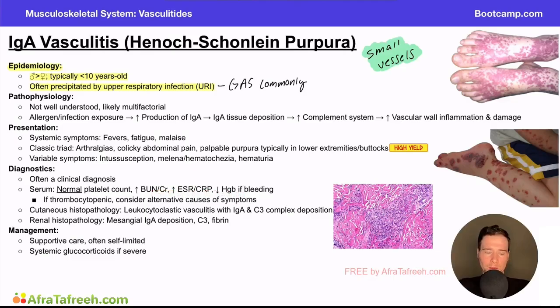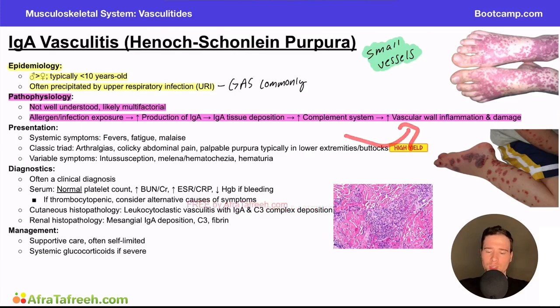Now, when we think about the pathophysiology here, overall it's not very well understood, but it's likely multifactorial. It's suspected that an allergen or an infection exposure can lead to an increased production of IgA, or immunoglobulin A, in the body. This increased IgA can then deposit in the tissues, which can stimulate and activate the complement system. This can ultimately lead to vascular wall inflammation and damage. So remember, IgA and the complement system are important parts of our immune system. However, overactivation or overstimulation can actually destroy local tissues, and that's kind of what we see in this IgA vasculitis.